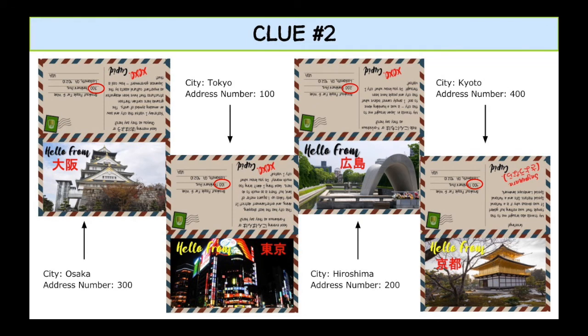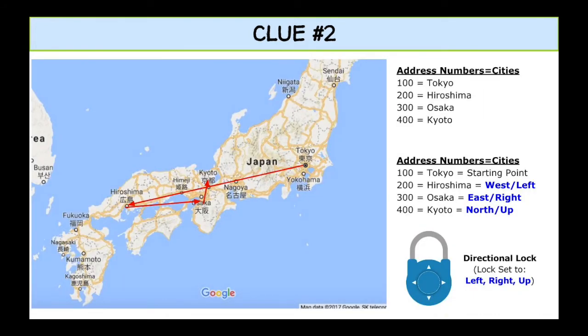They will then use the numbers on the addresses to determine the correct order of the cards. Then, using the city names and the addresses, the students will determine the directions to travel, starting in Tokyo, then Hiroshima, then Osaka, and ending in Kyoto. They will move west, east, and then north. Using those directions, they will open the directional lock.